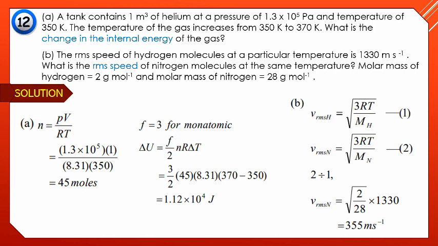meter per second. We need to calculate the RMS speed of a nitrogen molecule at the same temperature. So to calculate, we use the RMS speed for hydrogen and nitrogen. We substitute into the equation, 2 divided by 1, and we get the RMS speed of nitrogen, which is equal to 355 meter per second.